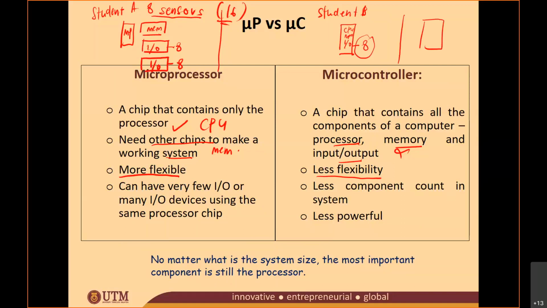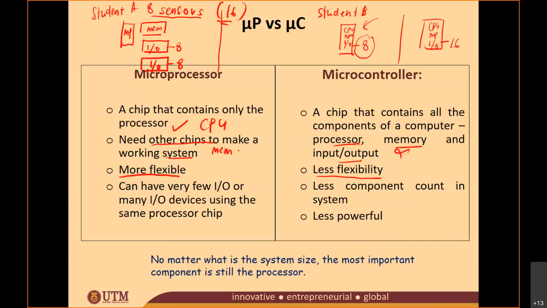Microcontroller chip, which has a CPU and memory. Now, for the sensors, the input-output that it supports now, he bought 16 input output ports, which is to accommodate these 16 sensors. So this one is already wasting money, compared to this one. That is why we call it more flexible.